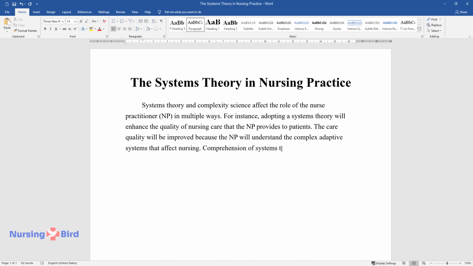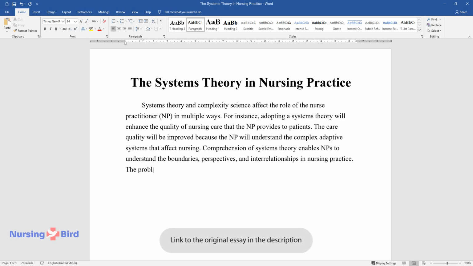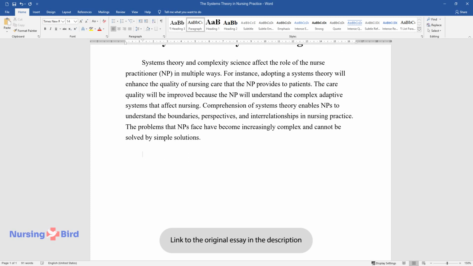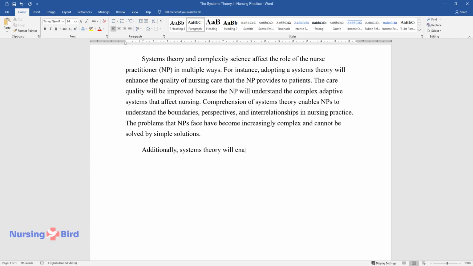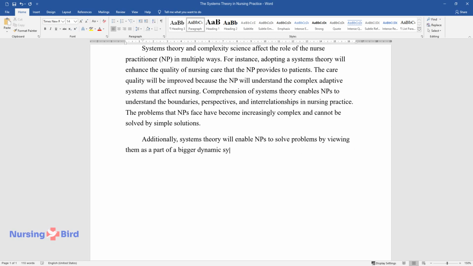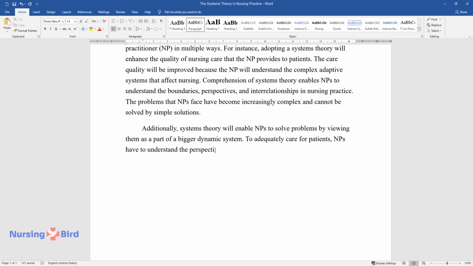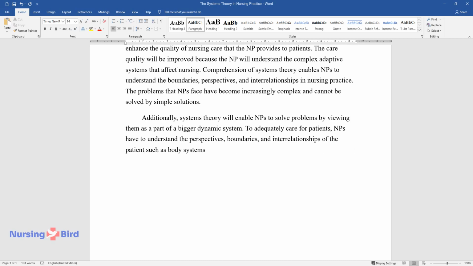Comprehension of systems theory enables NPs to understand the boundaries, perspectives, and interrelationships in nursing practice. The problems that NPs face have become increasingly complex and cannot be solved by simple solutions. Additionally, systems theory will enable NPs to solve problems by viewing them as a part of a bigger dynamic system. To adequately care for patients, NPs have to understand the perspectives, boundaries, and interrelationships of the patient, such as body systems, medical equipment, and environmental factors.